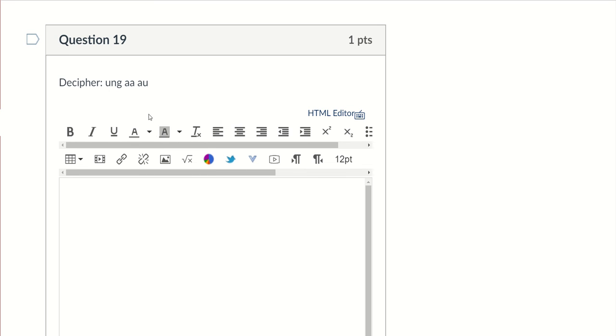Here I put UNG for ointment. AA is affected area. AU, so ears, in this case we have both. So apply ointment to the affected area of both ears.